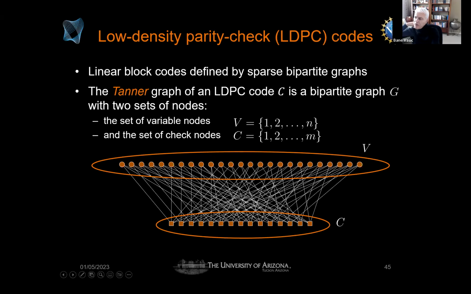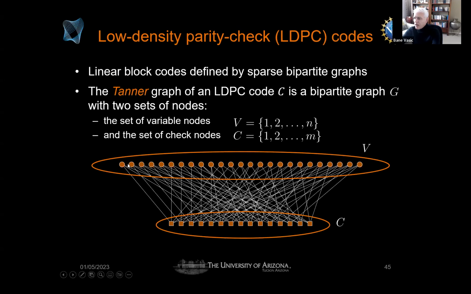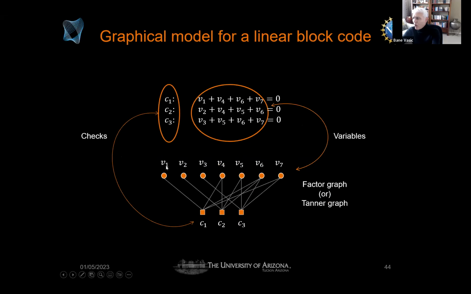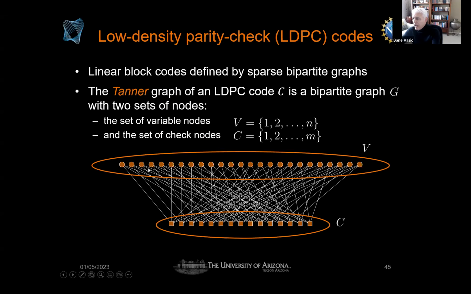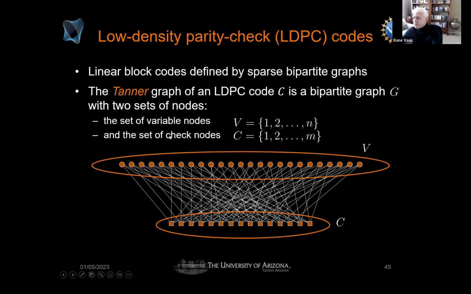If I write the parity check matrix that corresponds to this graph, it will have a small number of ones. It will actually have 3 ones in each column, because remember, columns correspond to variables, and it will have 5 ones in each row, because checks correspond to rows.